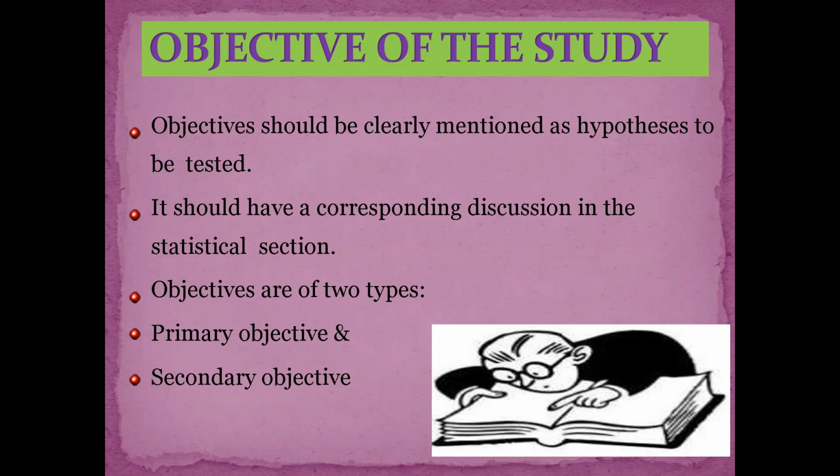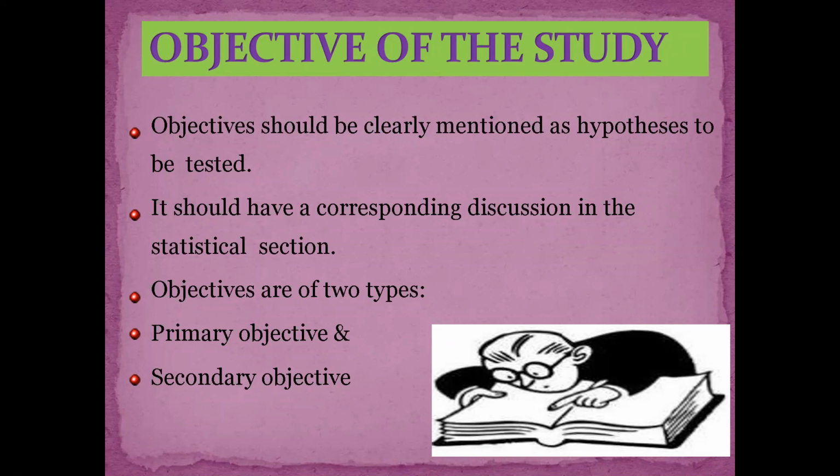So here the objectives can be of two types: primary objective and secondary objectives. The primary objective will most of the time be one, or sometimes even two can be added, not more than two. Very rarely we keep two primary objectives, only if definitely required. One primary objective is always better, and the primary objective should always be in very broad terminology.